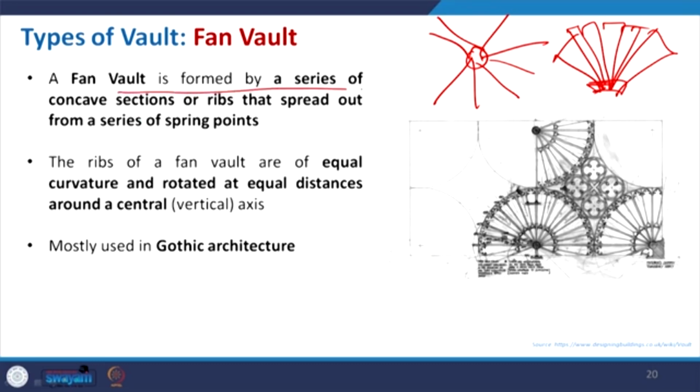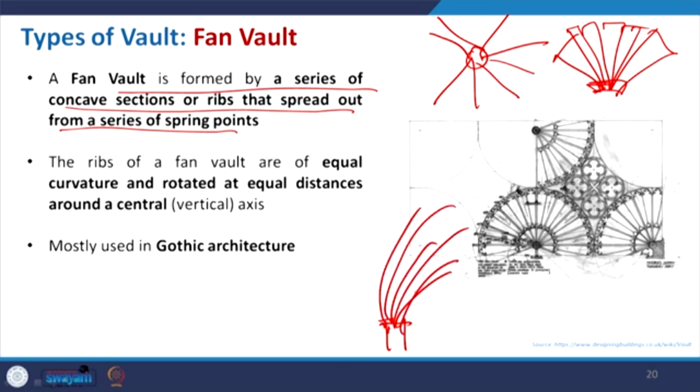A fan vault is formed of a series of concave sections or ribs that spread out from a series of spring points. Starting from the point where it ends, from this spring point, these ribs are created to form a particular fan shape. The ribs of a fan vault have equal curvature and are rotated an equal distance. So, this is another geometry to be followed: the gap between those curvatures is maintained at a certain angle, and it is mostly used in Gothic architecture.